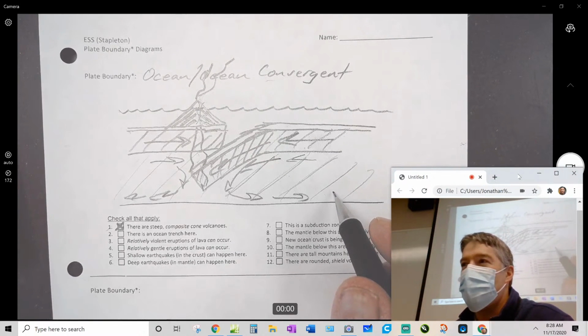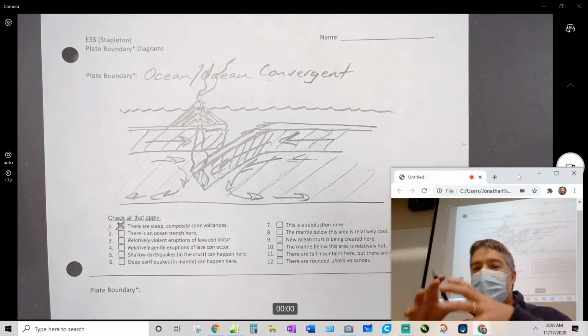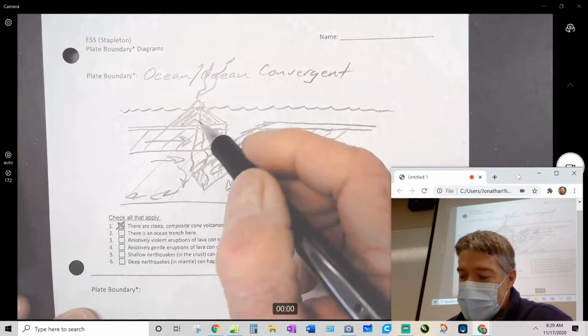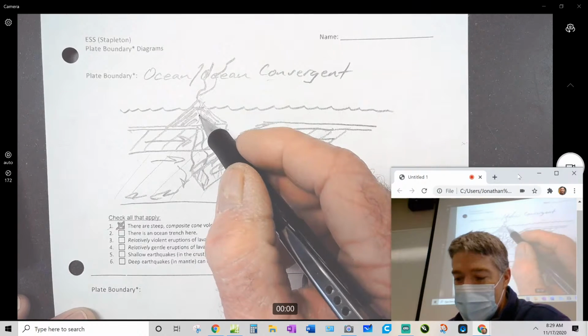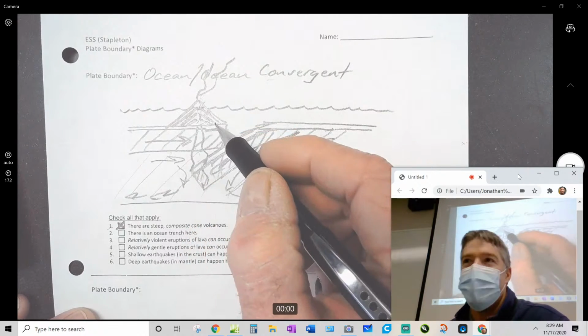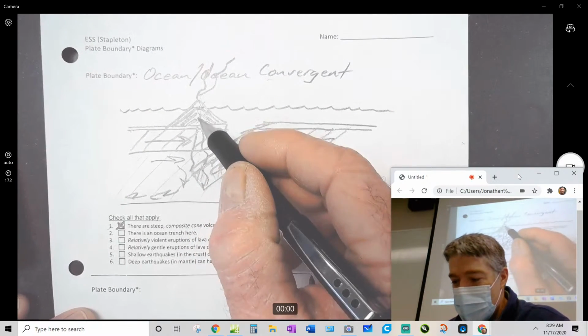Mafic or felsic? What makes things steep? What's the gooey kind of magma or lava that piles up? Felsic. So all those light layers, those are allowing this to be steep. If it were just the dark layers, this would look like a flat little cow pie. It would all just sort of melt down.